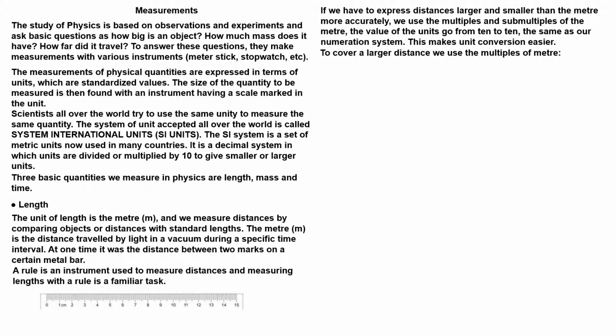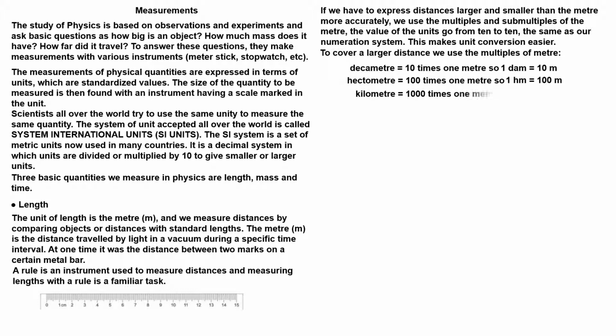Decameter, 10 times 1 meter. 1 decameter is 10 meters. Hectometer, 100 times 1 meter. 1 hectometer is 100 meters. Kilometer, 1,000 times 1 meter. 1 kilometer is 1,000 meters.